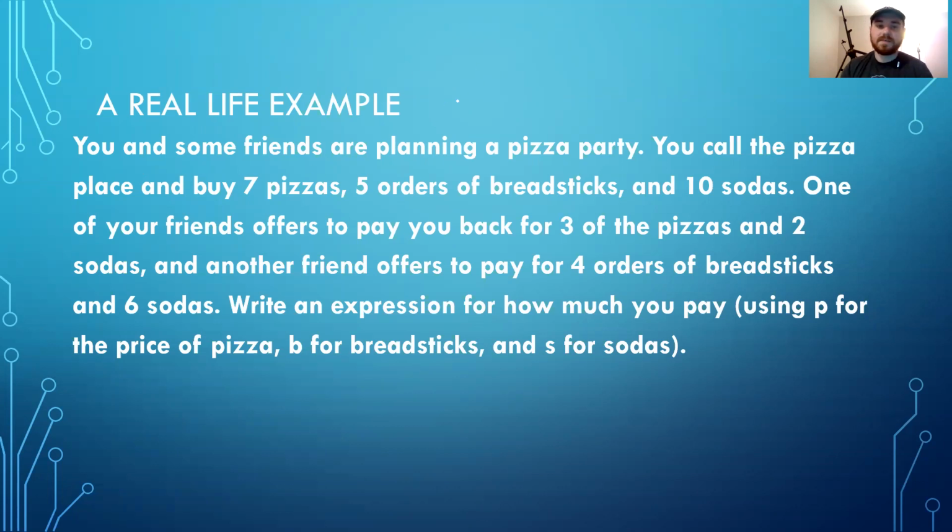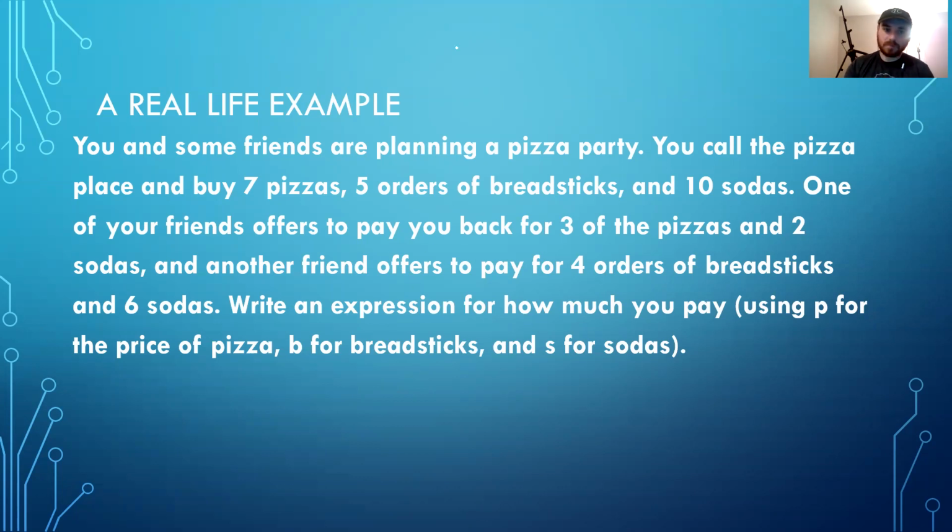You call the pizza place and buy 7 pizzas, 5 orders of breadsticks, and 10 sodas. One of your friends offers to pay you back for 3 of the pizzas and 2 sodas. Another friend offers to pay you back 4 orders of breadsticks and 6 sodas. Write an expression for how much you pay using P for the price of pizza, B for breadsticks, and S for sodas.